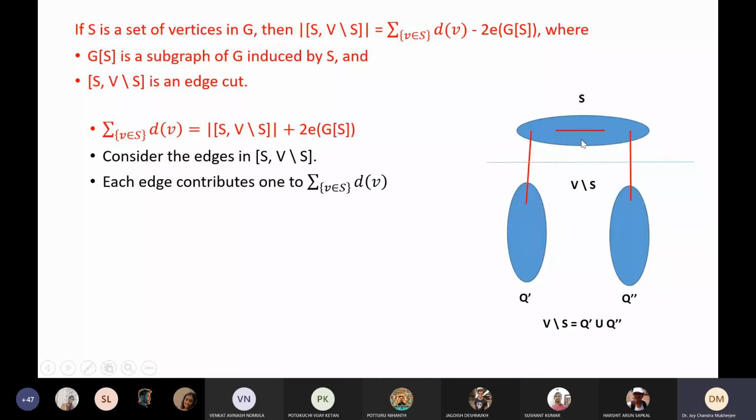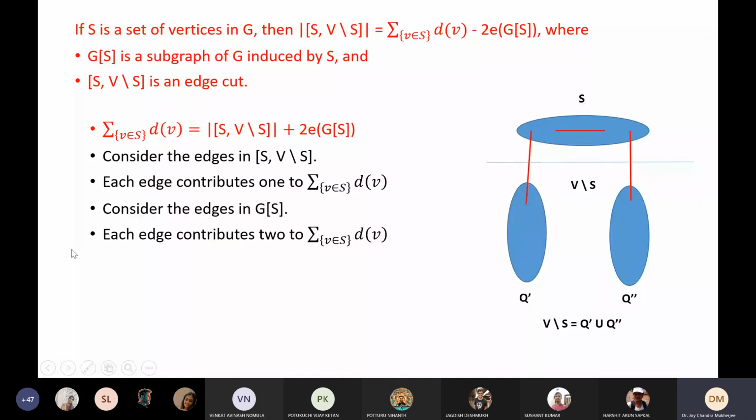And if the edge is in G[S], which is a subgraph of G induced by S, so all the edges within it, every edge contributes 2 to the degree. So each edge contributes 2 to this term. So from this we can easily say that the summation is 1 into |(S, V minus S)|, because each edge contributes 1, and here each edge contributes 2 into E(G[S]). Then this is the direct result.